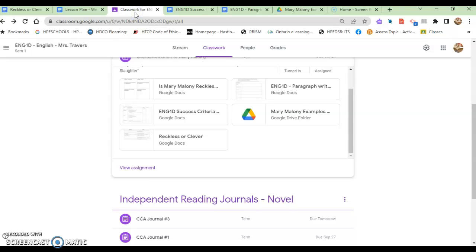So, using the resources that you have here today, your job is to hand in your organizer by the end of today. It's not going to be marked or evaluated. I just want to see what your ideas are before we go too far.